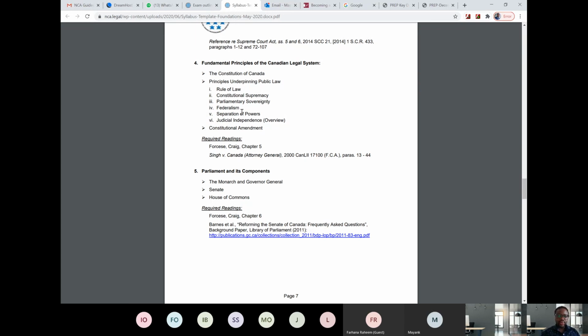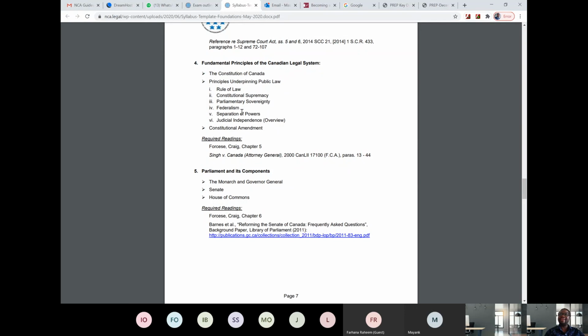So we go to chapter 5, which talks about Parliament and its components. So the monarch and the Governor General. The head of state in Canada is the Queen, or the King, as the case may be in the UK, and that power is exercised through the Governor General.